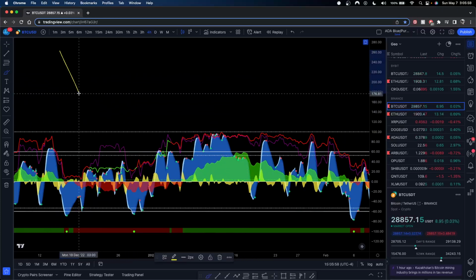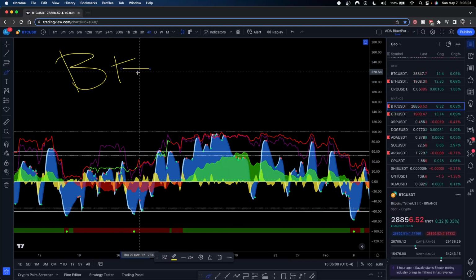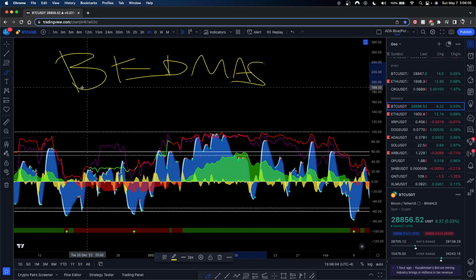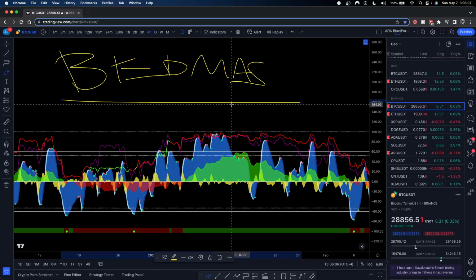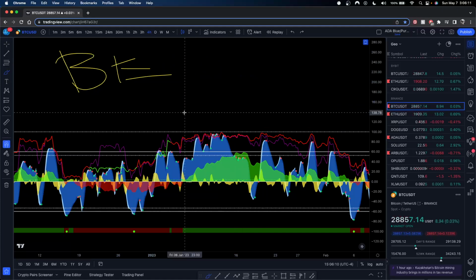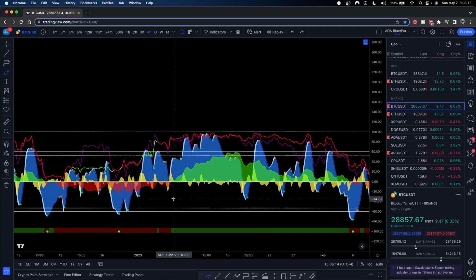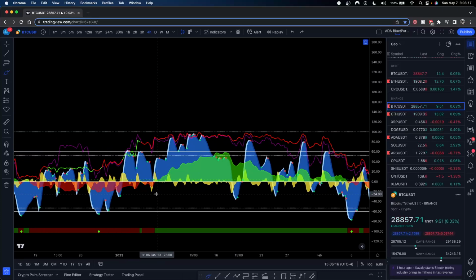This is where our BEDMAS comes in. If anybody took math, you know that math sucks. And BEDMAS, aka your order of operations, is important, okay? When it comes to reading your Market Cipher B, your order of operations is as follows.